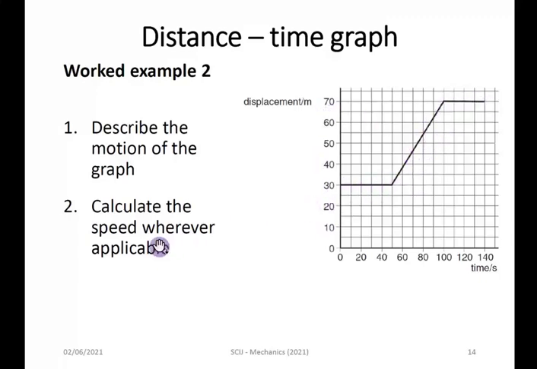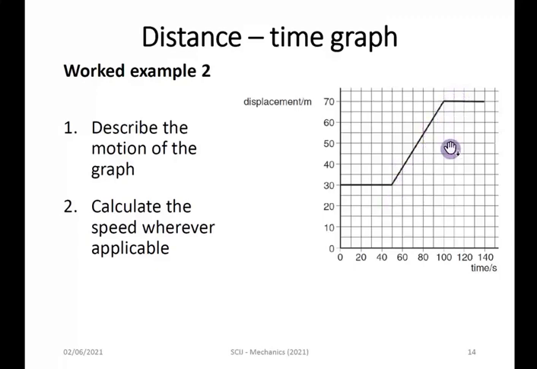Now the second question says calculate the speed wherever applicable. I don't want to say much about these two flat positions. Just tell me what they are and tell me whether we can determine the speed for the particle at these portions of the distance time graph. But I want to show you how to calculate the gradient for this portion of the graph.